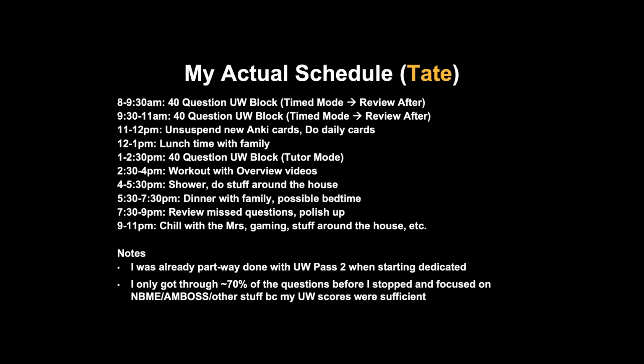Some notes about my journey: at this time, I was already partway done with UWorld Pass 2 because I took the whole month before my dedicated period off from rotations. I was on a lighter rotation, so I actually had started my second pass of UWorld during that time. And I only ended up getting through about 70% of the Q bank before I stopped and focused on MBME forms, AMBOSS, or other things because I thought my UWorld scores were sufficient. And like I talked about, that was somewhere around 75 to 80%. I'd have to look back and see what my actual score was, but that's where I'd consider the threshold for that little idea that I had.